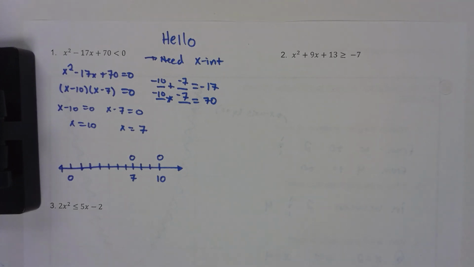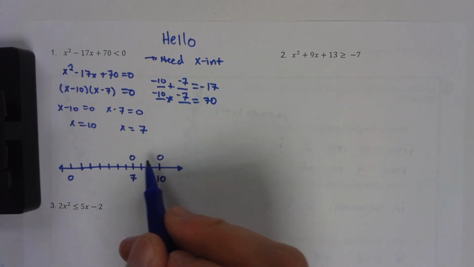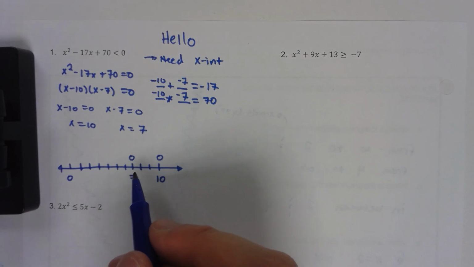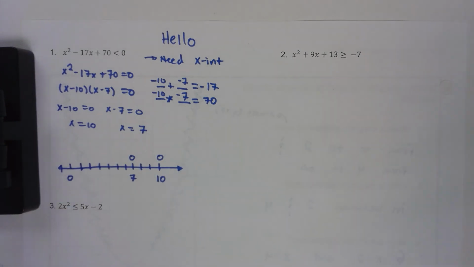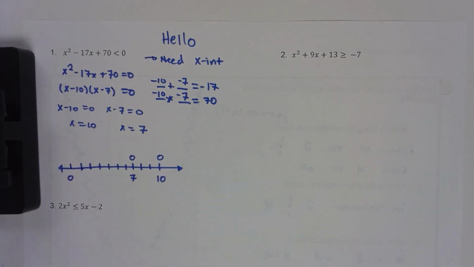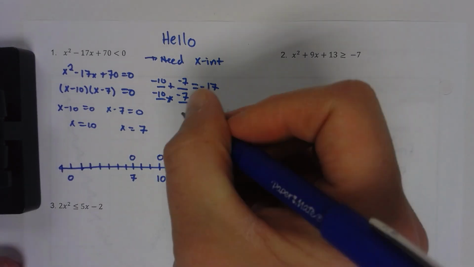So the next thing we need to do is figure out, is it going to be the numbers in between the x-intercepts that make this true, or is it going to be the values outside of the x-intercepts that make it true? It's going to be one or the other. So this will always turn into either an "and" inequality, where we connect these, or an "or" inequality where we shade away. Well, to figure that out, we're going to test a number.